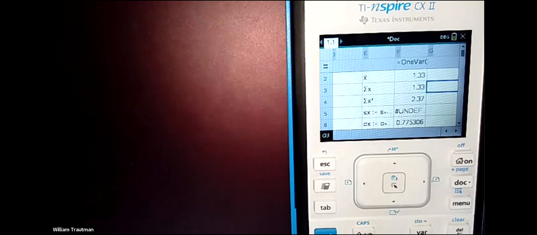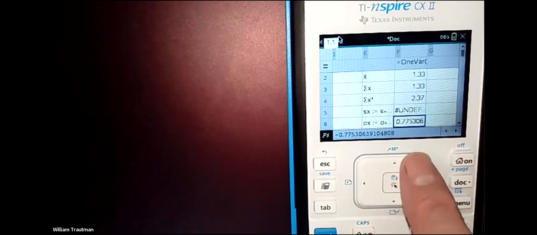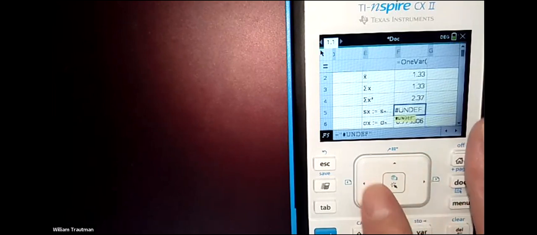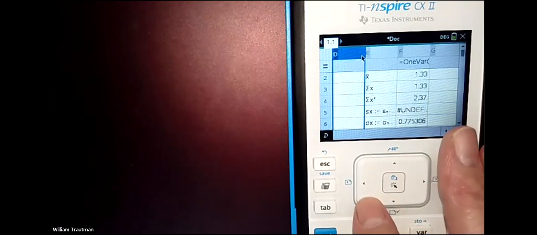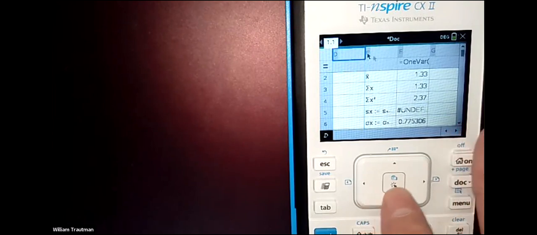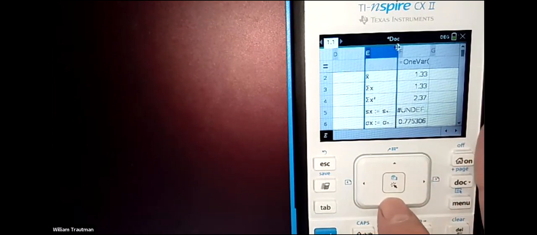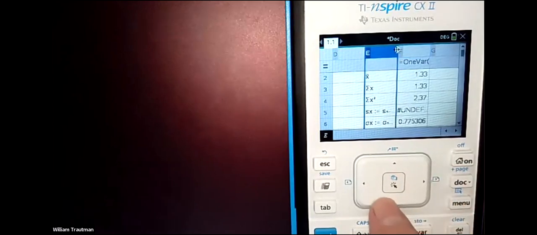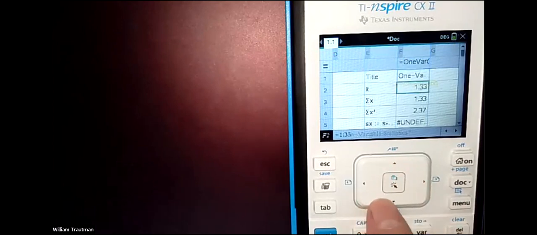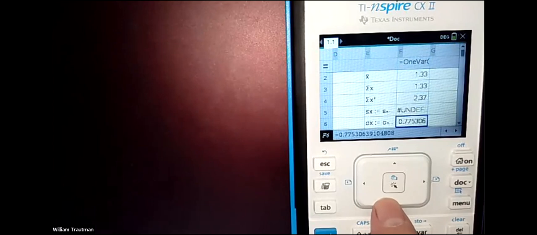Let me move that cursor over to there. There's our average, 1.33. If you look, sample standard deviation didn't have anything, but population standard deviation had the answer 0.77. Why won't it go down? Anyway, there we go. Population standard deviation is 0.7753, and to one decimal place it's just 0.8.